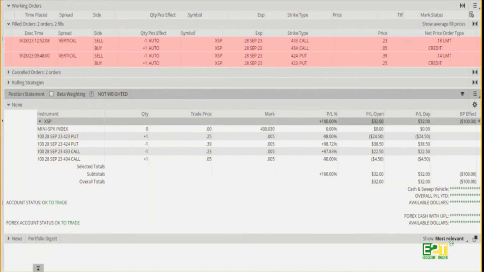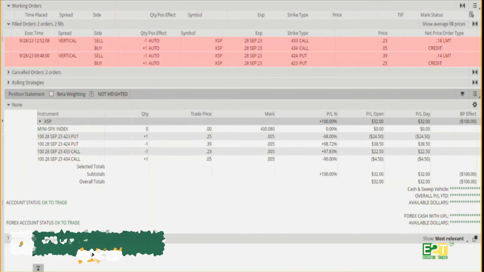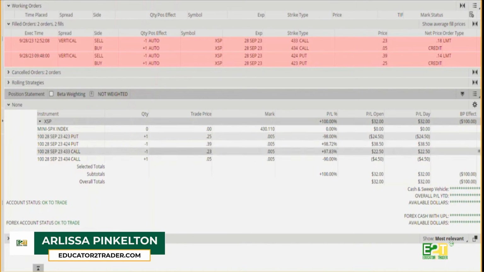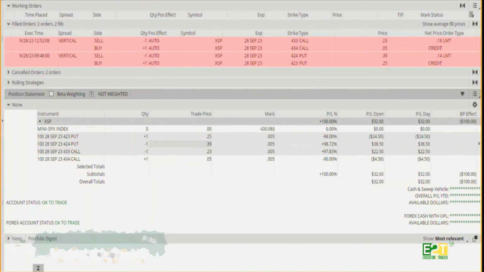$32 off of $100 of collateral is a 32% return on this investment. And you've done this today. This was a 0 DTE trade. Well, we entered this trade at 10 this morning and again at 12 in the afternoon, and we collected $32 in premiums throughout the day.